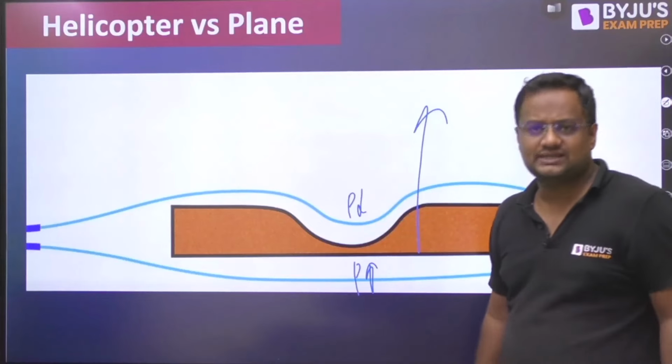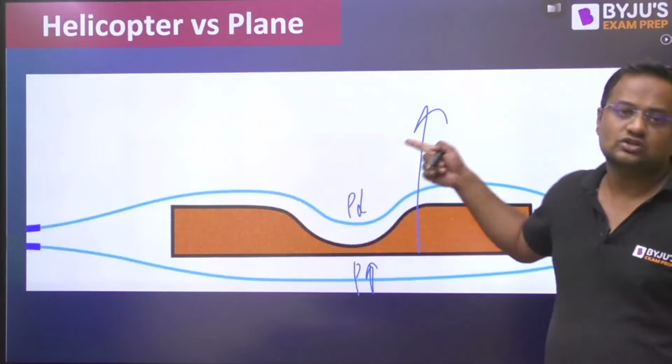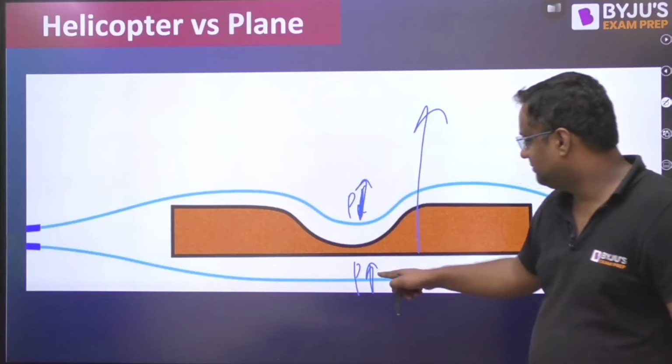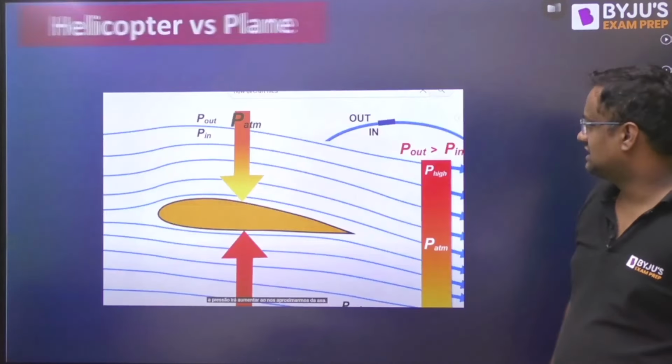Tell all the people who are saying the equal time concept that here also it has traveled a larger distance. So velocity will be less, pressure will be high. So pressure will be high here and pressure will be low here. So there will be a lift. Okay. So that is the wrong concept. What is the right concept?